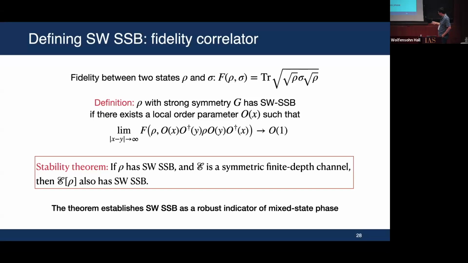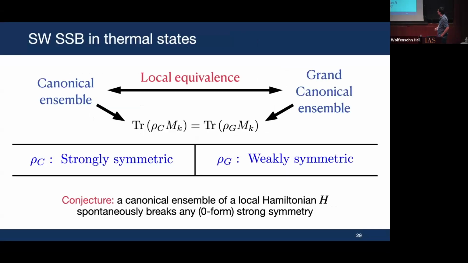So this is the most important reason that we choose fidelity as a definition of strong to weak symmetry breaking. All right, so with this definition, let's now look at some examples. One example is the thermal state.